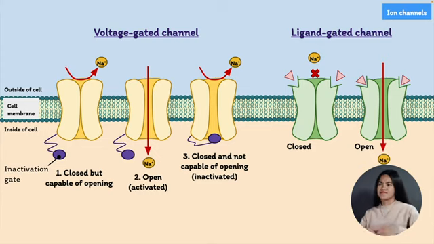There are also some other types of ion channels that are regulated by other types of physical changes, such as stretch sensitive channels and temperature sensitive channels. Okay, so these are just the two main types.